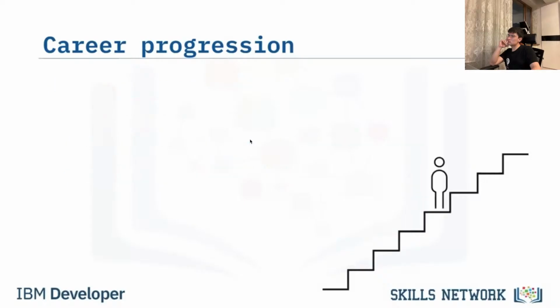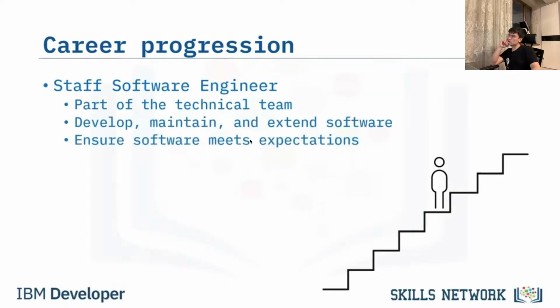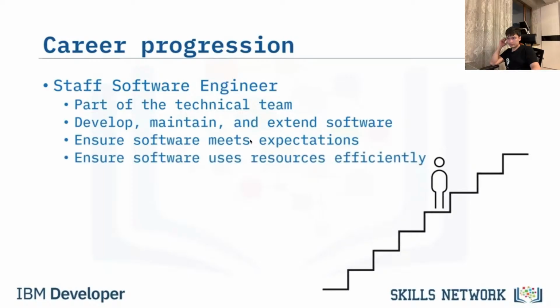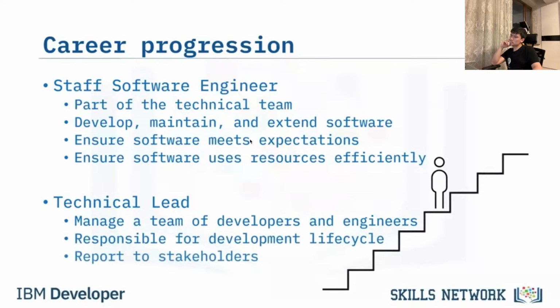If you choose to follow the technical path, then your next role might be as a staff software engineer. In this role, you'll work as part of the technical team, developing, maintaining, and extending software. You'll be responsible for ensuring that the software meets customer and user expectations, and that it uses resources efficiently. If you decide to follow a managerial career path, you could become a technical lead. In this role, you'll manage the team of developers and engineers developing the software in your organization. You could be responsible for the entire development lifecycle and report to the project stakeholders.